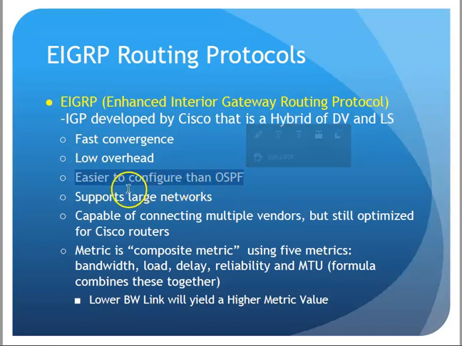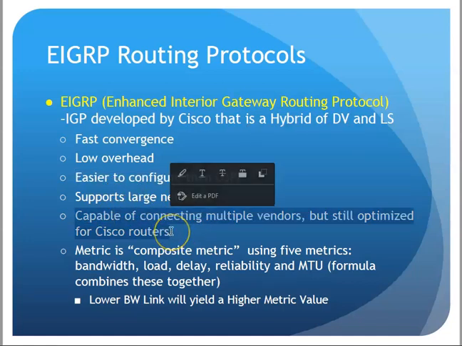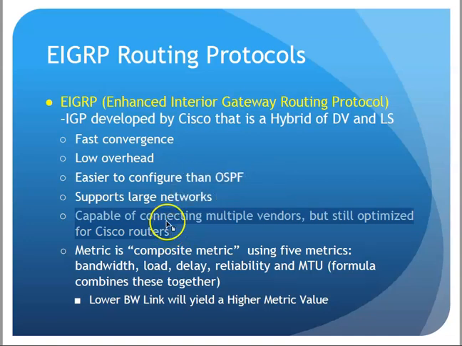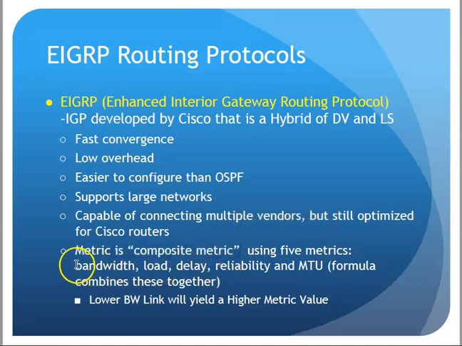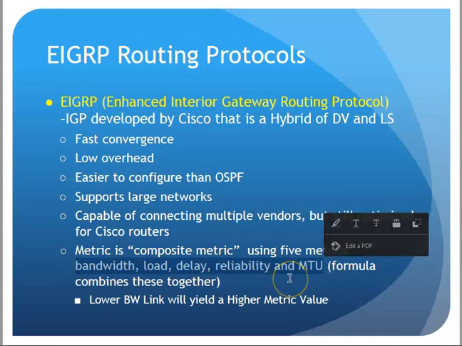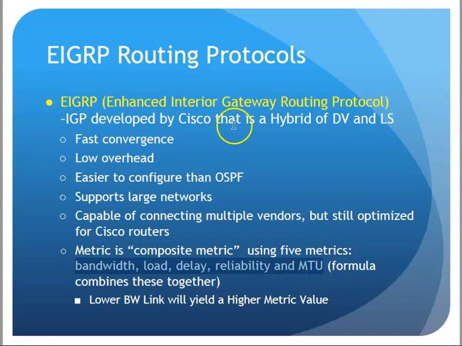It supports large networks, capable of connecting multiple vendors, but still pretty much optimized for Cisco. So if you have an entirely Cisco network, this might be the one you use inside your network. And again, the metric is a composite metric. It's going to use 5 metrics: bandwidth, load, delay, reliability, and MTU, to combine them. And it actually has a very sophisticated formula it uses to calculate those together.